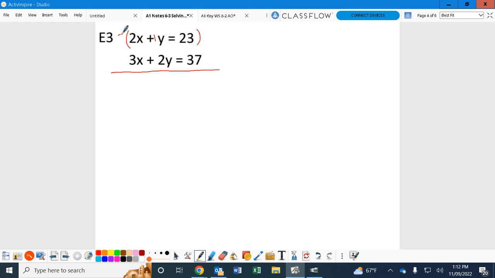But if I multiply by 2, that's not going to cancel out. It's just going to be a 2 and a 2. So what kind of 2 do I need to multiply by? A negative 2. Because when I multiply by negative 2, this is what's going to happen. Negative 2 times 2x is going to be negative 4x. Negative 2 times y is going to be negative 2y. And negative 2 times 23 is negative 46.